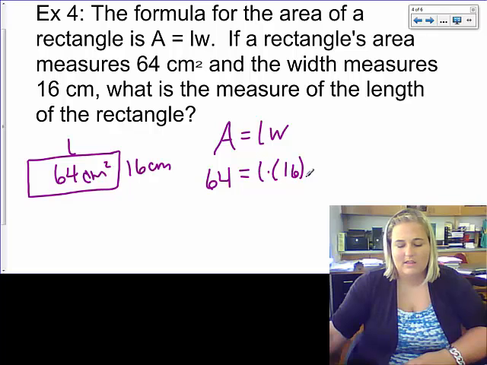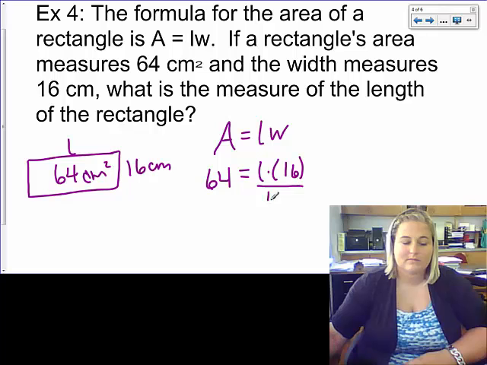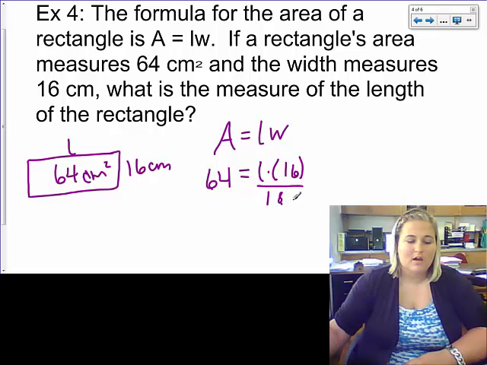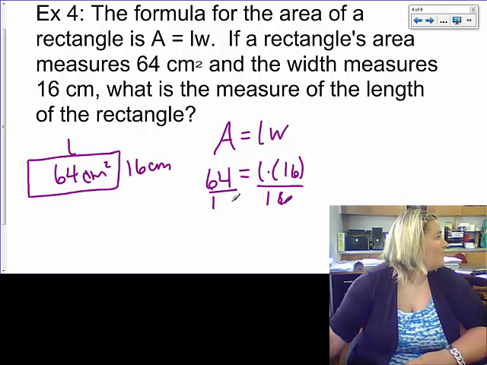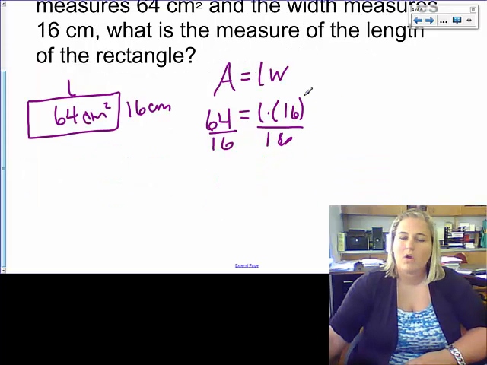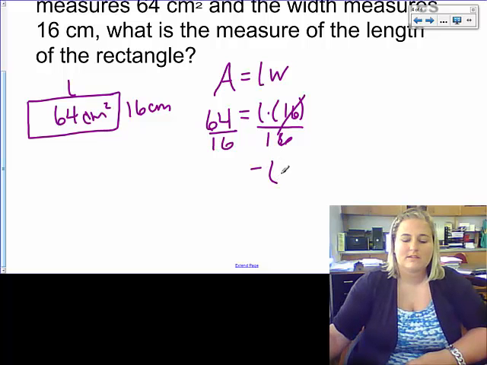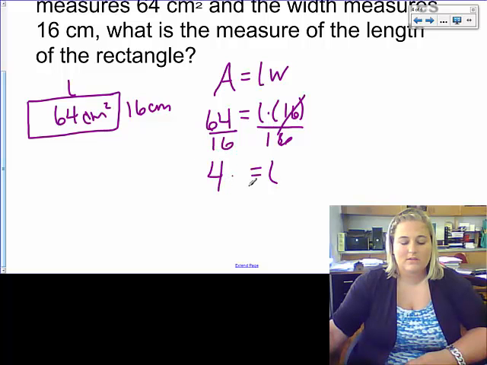So L is being multiplied by 16. I want to find L, so to get L by itself, I'm going to divide by 16 on both sides. I'm left on the right side with just L, which is my length and what I'm looking for. And 64 divided by 16 is going to get me 4. And I need to make sure that I label that centimeters. Final answer.